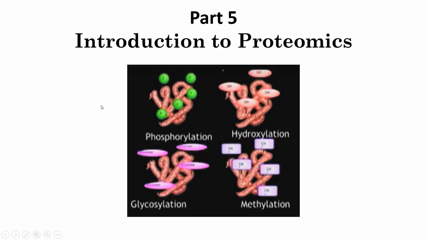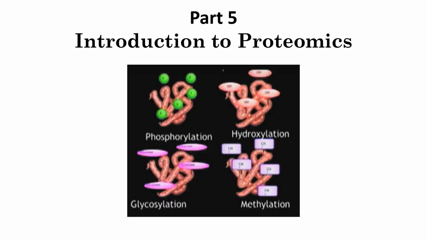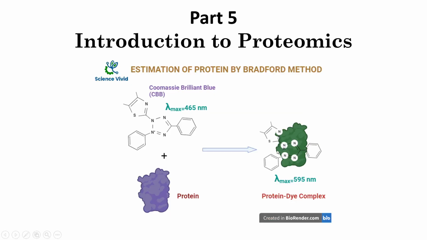Along with that, there is something called post-translation modification as well. Once RNA is getting translated to a protein, it can get modified by phosphorylation, glycosylation, methylation, hydroxylation, etc. So those are a part of post-translation modification. All those need to be studied if you want to study proteomics.